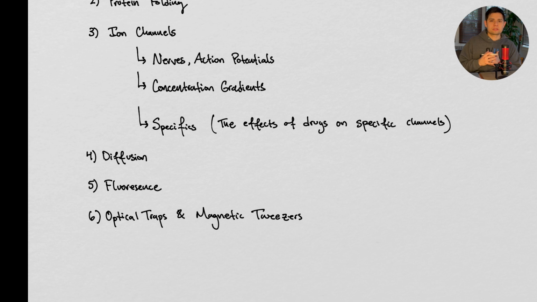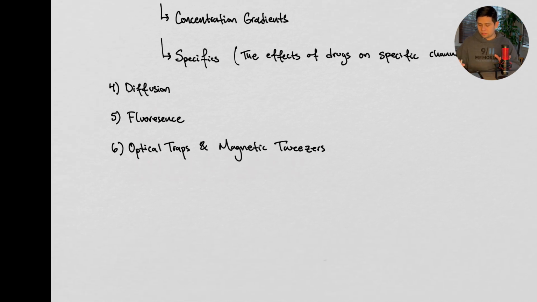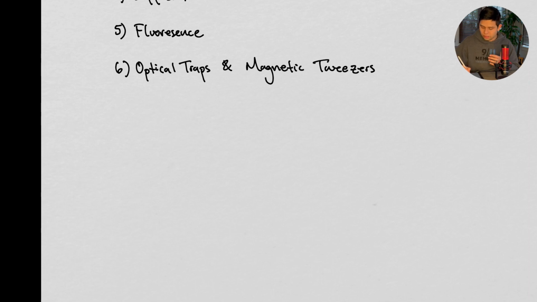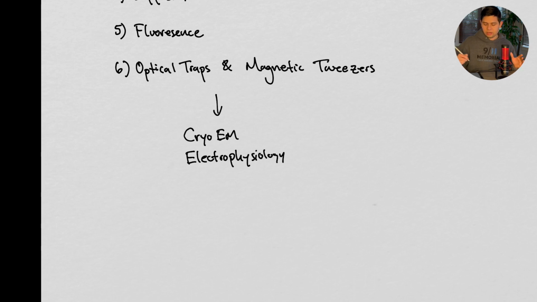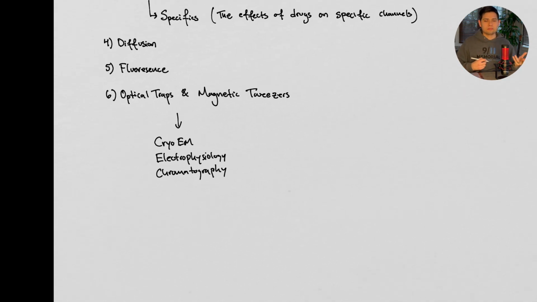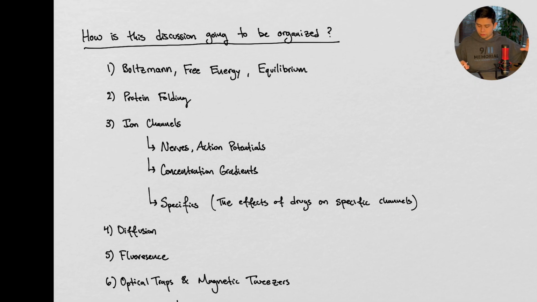Then we're going to step back out of the specifics, and we're going to talk about diffusion, fluorescence, optical traps, and magnetic tweezers. This is really going to put us into the domain of the tools that we use to study biophysics. This is also going to include cryo-EM, electrophysiology, separation techniques, and chromatography. We're going to spend some time talking about methods. So we're going from thermodynamics, to hitting the brakes on ion channels, and then methods.